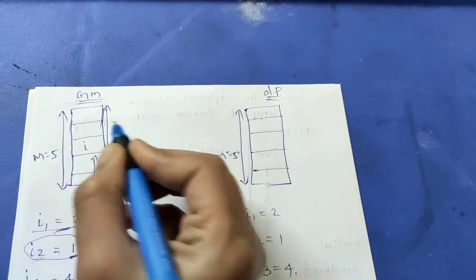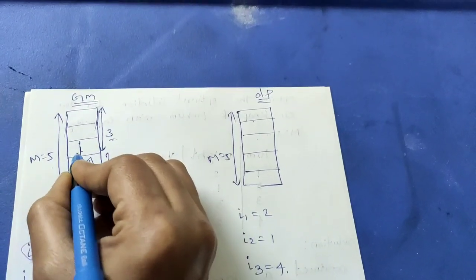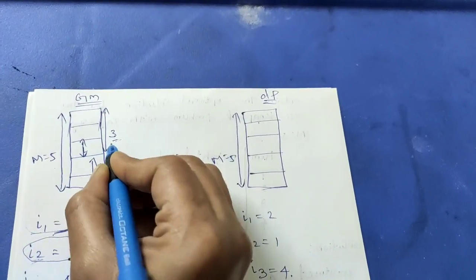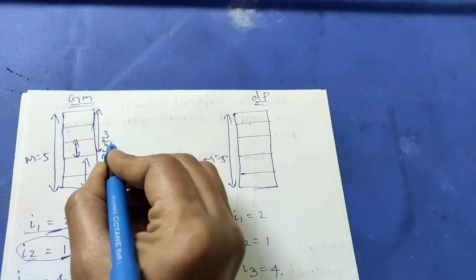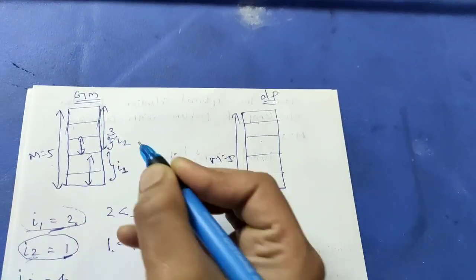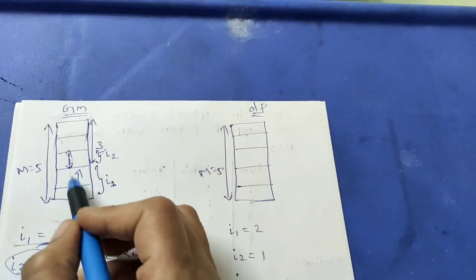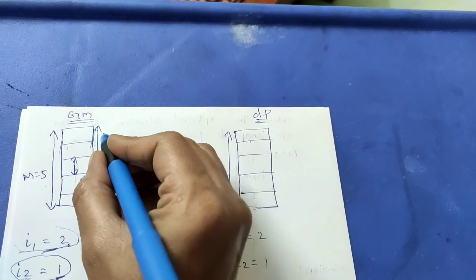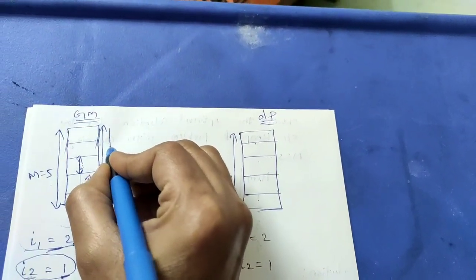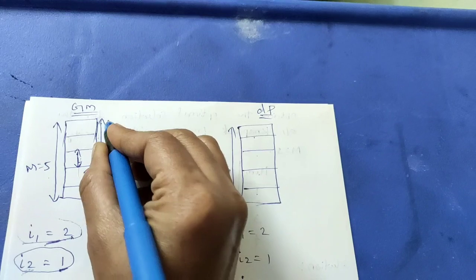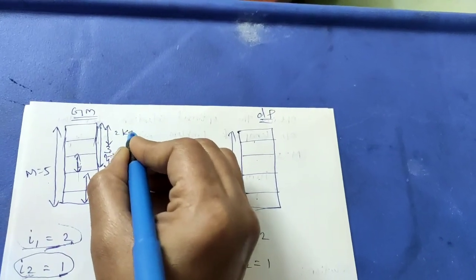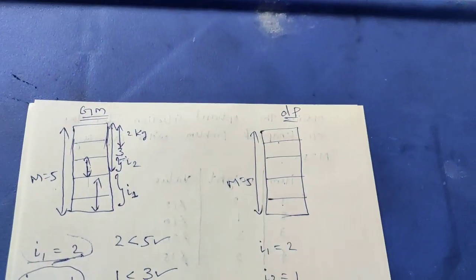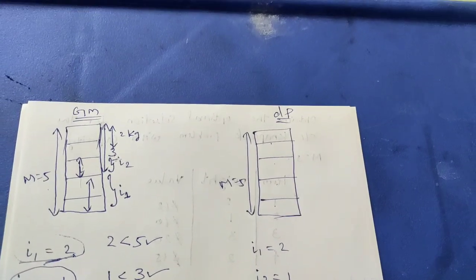That is, I am just including the item, that is, 1 kg space is occupied by item 2. Now what is the remaining capacity of the knapsack after including 2 items? Now the remaining capacity of the knapsack is 2 kg space.